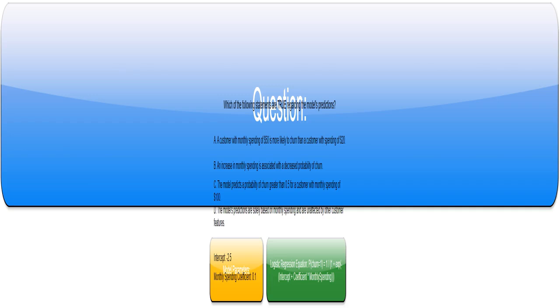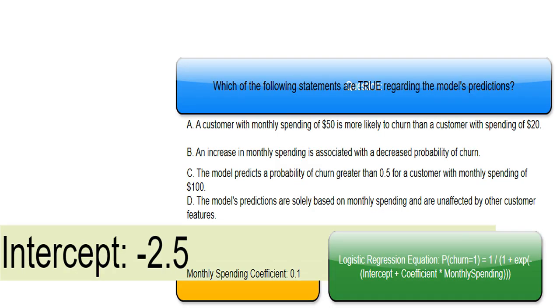This is the main question I'm asking you to solve using the given model parameters. The statements test your understanding of how to interpret these parameters and use them for prediction. I'm setting up the problem. I'm using a logistic regression model from Sklearn to predict customer churn based solely on monthly spending. I'll be using the given parameters to evaluate the truthfulness of certain statements.